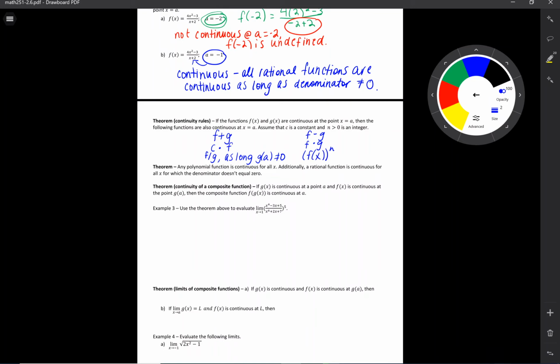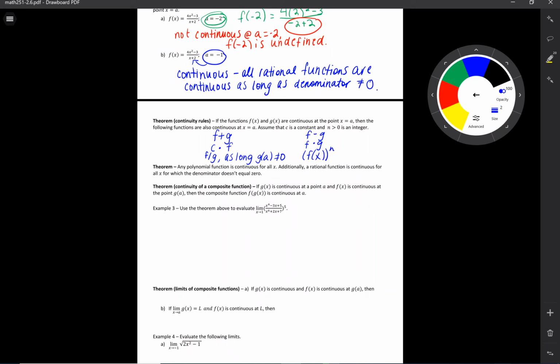Our next thing is a theorem, which we've already talked about in the previous example, but any polynomial function is continuous for all x. That's because we don't have any places in polynomials where my function is undefined or where I have a jump discontinuity or anything like that. I just have a fluid, solid line that is continuous everywhere. And a rational function is continuous for all points for which the denominator is not equal to 0. Again, we saw this in our previous example.